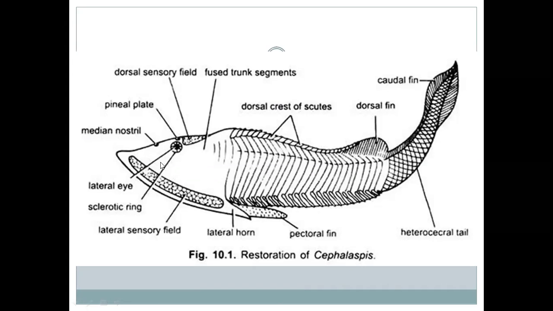A very important unique feature of the Ostracoderms is that they possessed many different types of shield-like structures on their head and body. Due to the presence of these shield-like structures only, they got the name Ostracoderms. Ostraco means shield-like or armor-like structures, and derma means skin. So the skin was covered with many shield-like structures, and these gave protection to the animal.